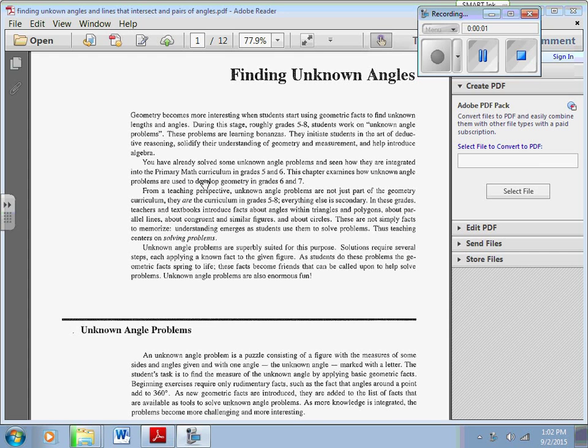Gonna go off this handout again, finding unknown angles. Go ahead and take about 5 minutes to go back and review this handout. Read it again carefully.